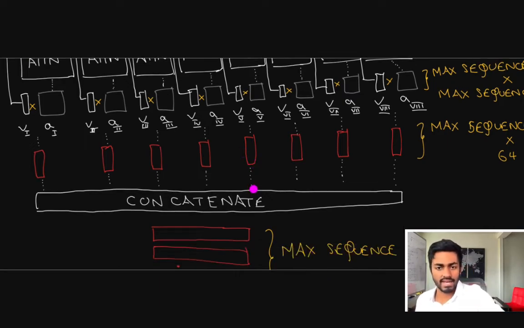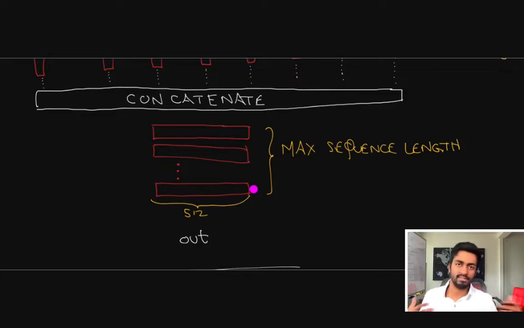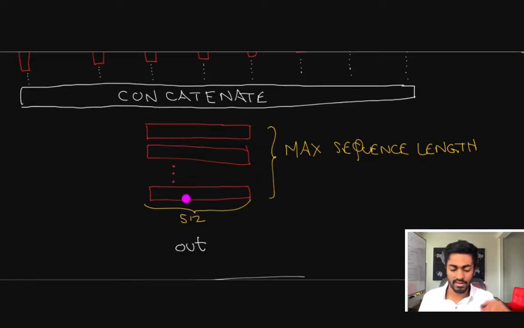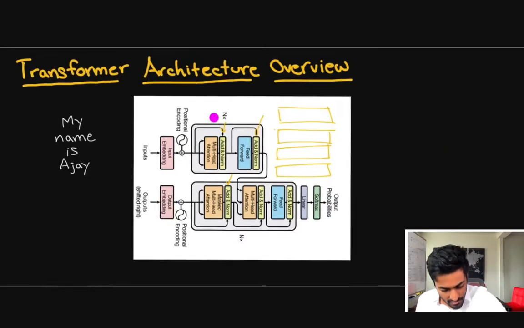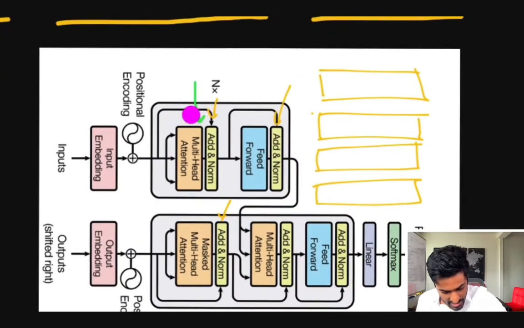And then we just concatenate them. Since there's 8, it'll be maximum sequence length cross 64 times 8, which is 512. Now, if we compare this to the original transformer image, this matrix is essentially going to be the output right at this stage, just before the normalization.